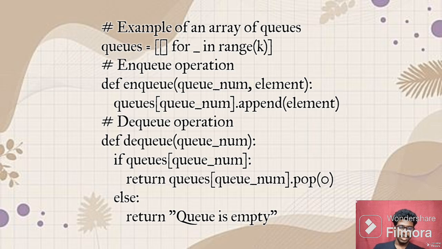Enqueue operation. def enqueue(queue_num, element): queues[queue_num].append(element), which adds the element into the queue. Dequeue operation. def dequeue(queue_num): if queues[queue_num]: return queues[queue_num].pop(0), else return "queue is empty".